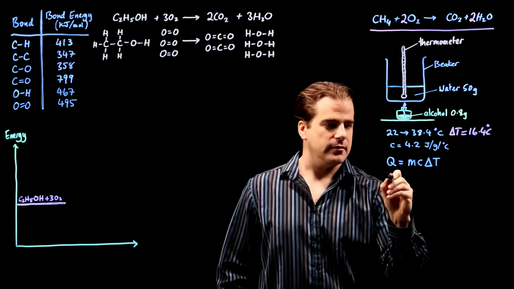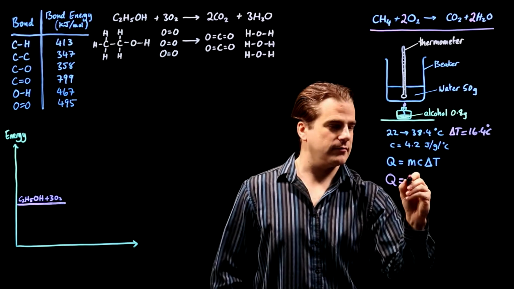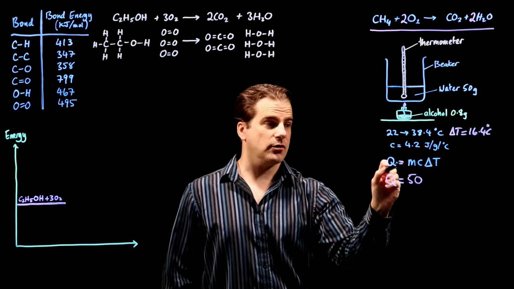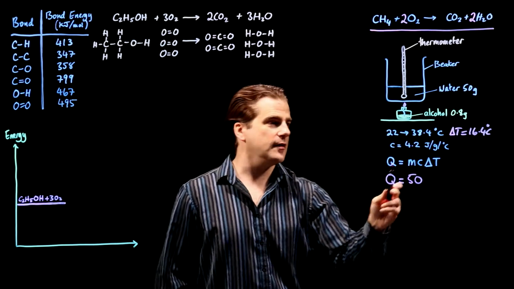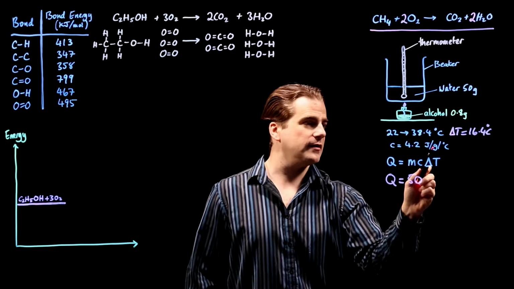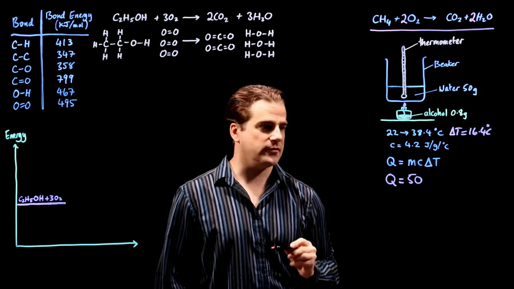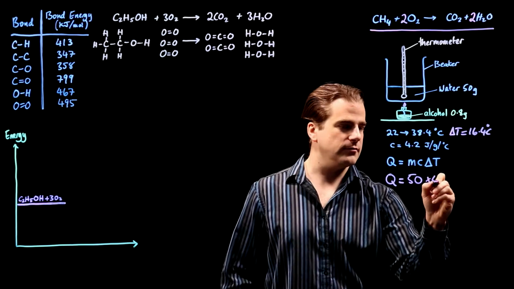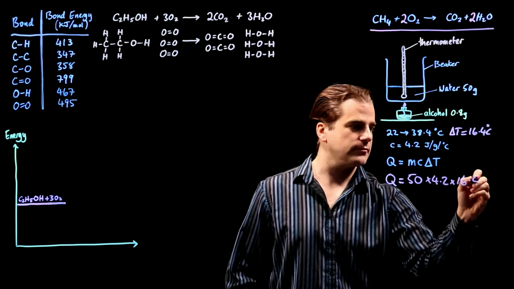So, put in the numbers, mass, 50 grams. In these questions, don't convert the mass into kilograms. Normally in science you do that, but look at the units of the specific heat capacity of water here, joules per gram. So leave it in grams. So mass is 50 grams, C is 4.2, and delta T is 16.4.